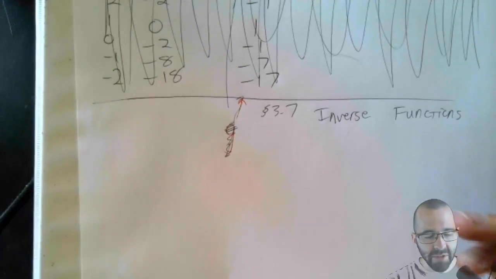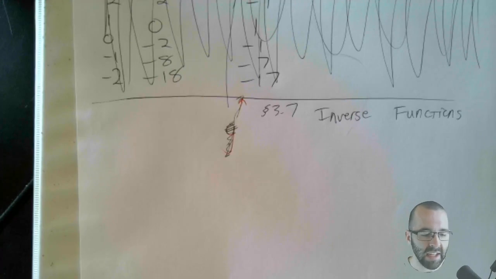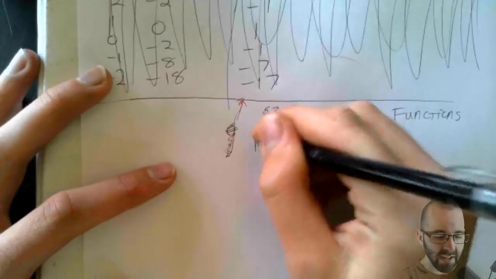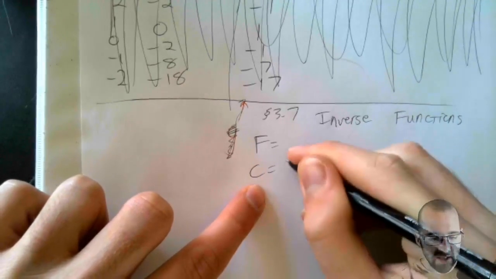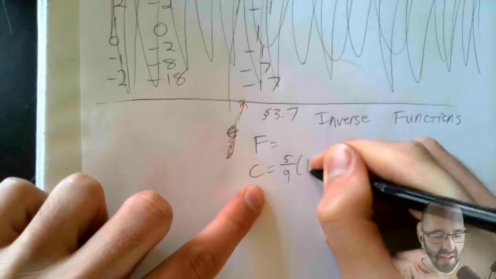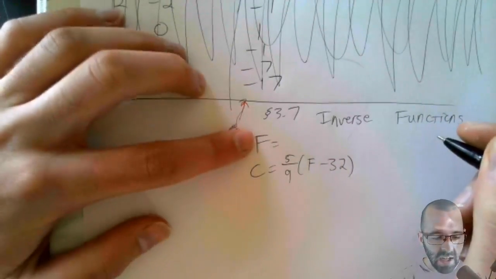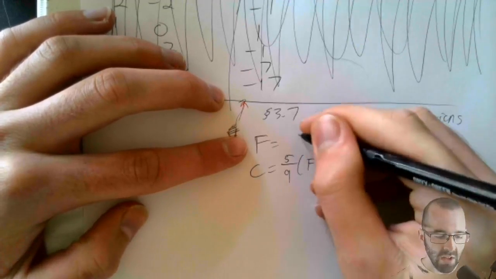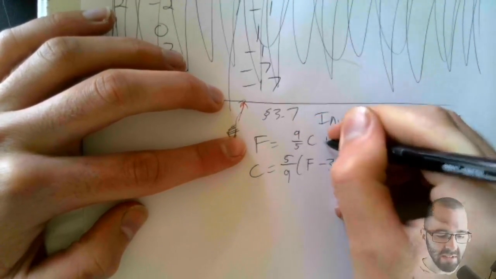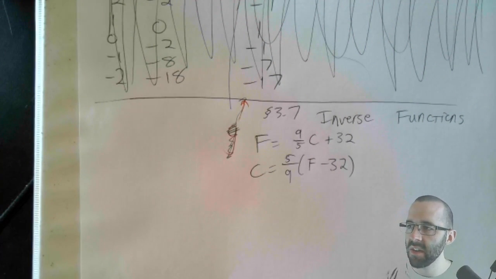We're going to introduce some inverse functions. The whole idea is something like this: if you want to know what something is in Celsius, you take 5/9 of its temperature in Fahrenheit minus 32. If you want to know what something is in Fahrenheit, you take 9/5 its value in Celsius plus 32.